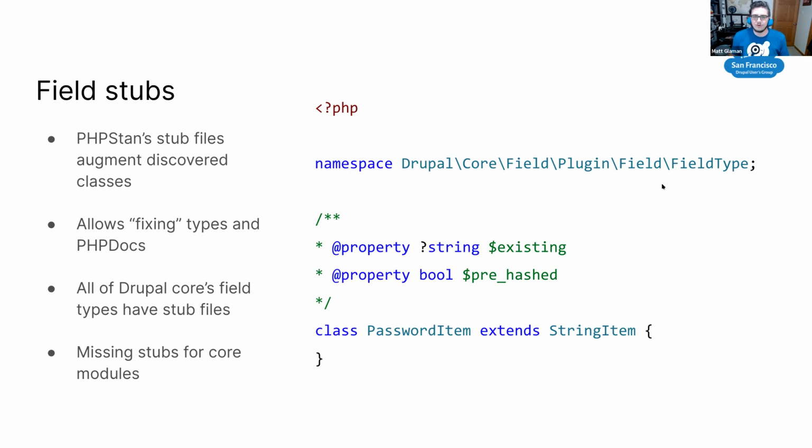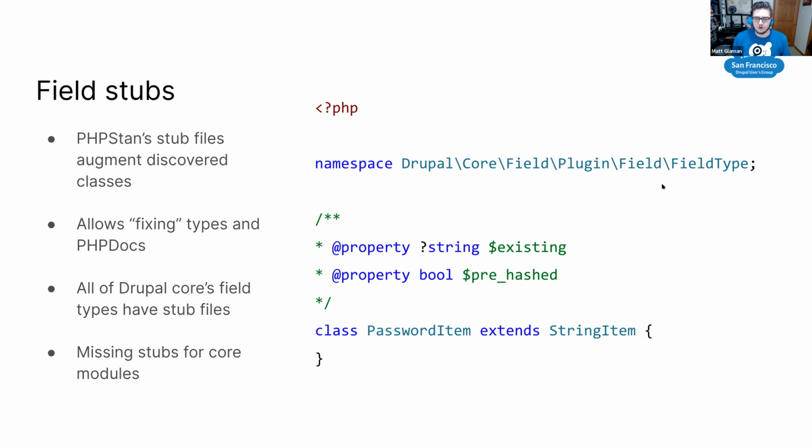So we've all worked with Drupal's field system where it's entity, get, first, and then some magical property attached to it. Well, what is now in PHPStan Drupal is this: in this example, password item has a nullable string for existing and a bool for pre-hash. I thought I had the link item in here. That's actually the next slide. That's a better example. But all of Drupal core's fields have their stub files added.